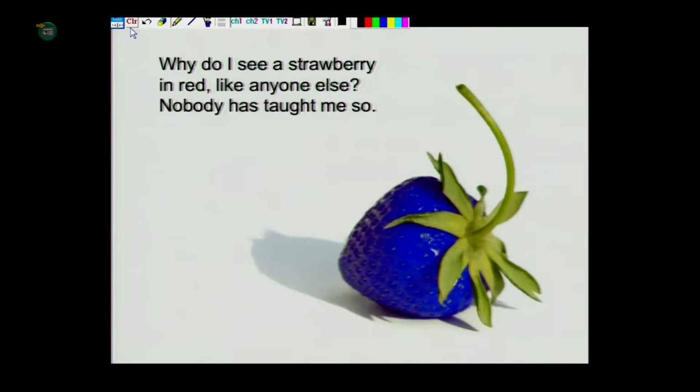I don't know if you have the same experience, but when I was a kid, I had this question: why do I see a strawberry in red just like anybody else? When I was small, I thought that all my knowledge should be taught by my parents, by my teachers, by books, but nobody has told me that the strawberry is red. So why did I get this knowledge? Where did I get it?